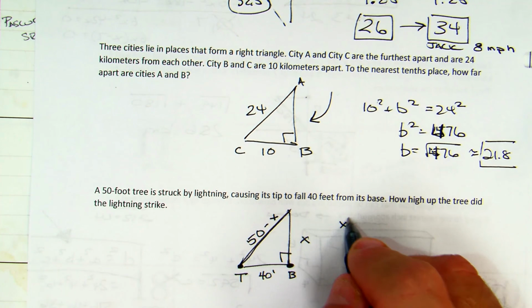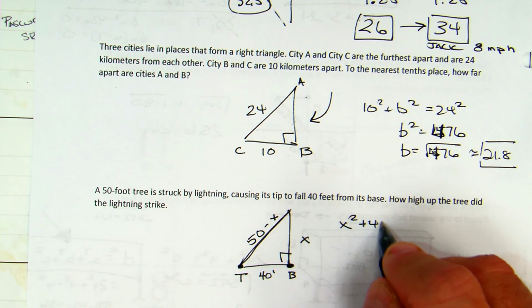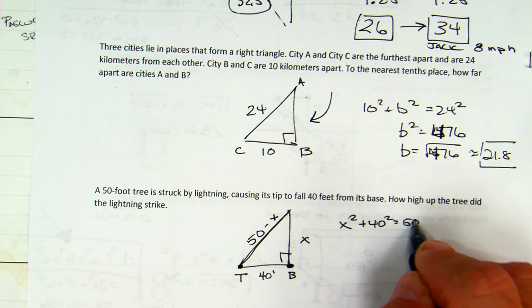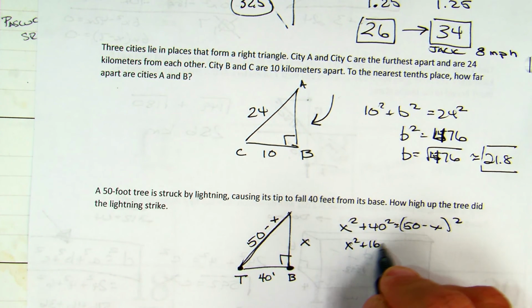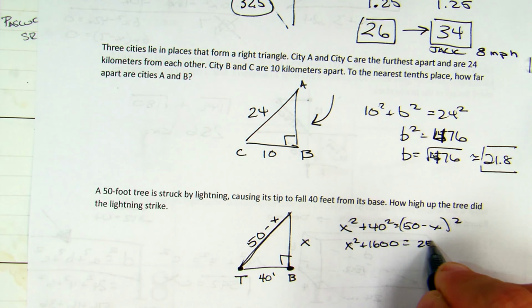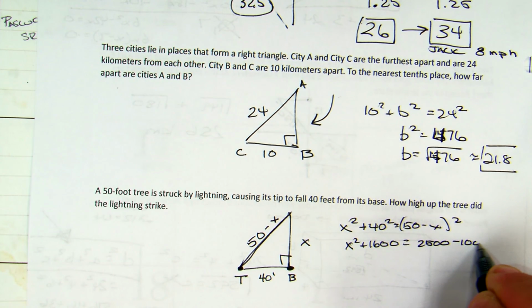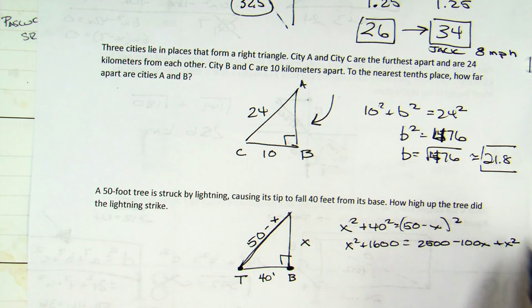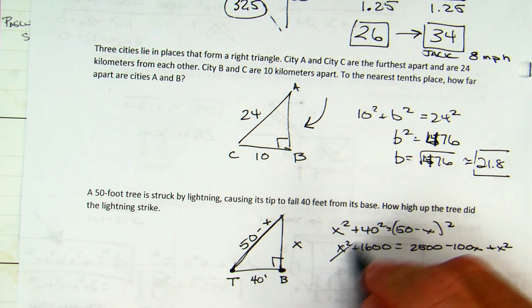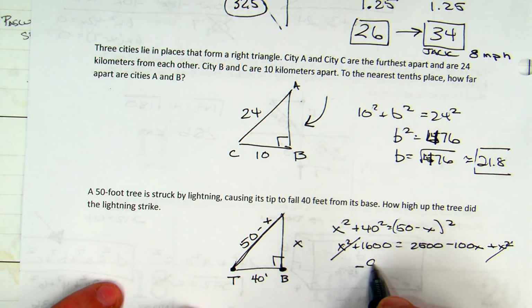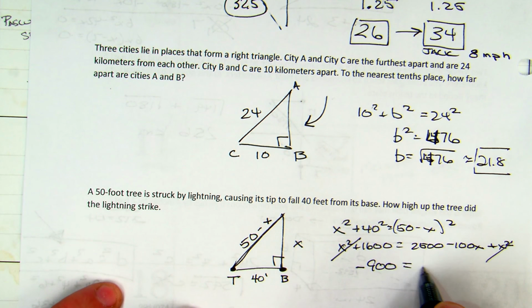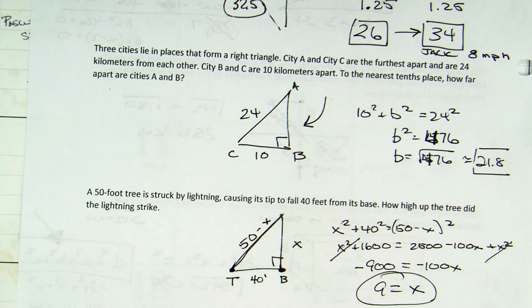Now I'm going to set up Pythagorean theorem. x squared plus 40 squared equals (50 minus x) squared. x squared plus 1600 equals 2500 minus 100x plus x squared. The x squareds cancel out. We're in luck. It's not a quadratic. So this ends up being negative 900 equals negative 100x. And x equals 9. So that's how high up the tree is struck.